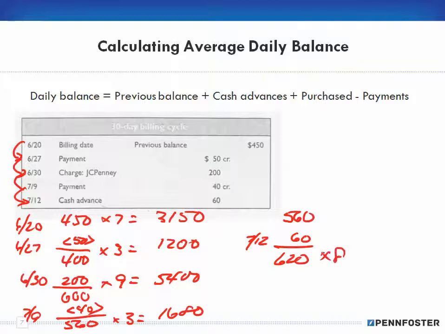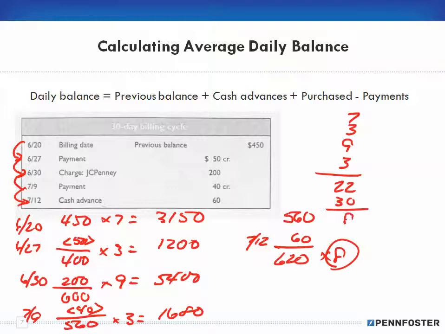Which is 8 days. Okay, so notice that, and how did I get this 8 days? Because it's not on the chart here. Well, if I have 7 days, 3 days, 9 days, 3 days, that's 10, 22, and there's 30 days in a period, right? That means 8 days left over, and that's how I arrive at the 8 days. So I take the 620 and I multiply it by 8, and that gives me $4,960.